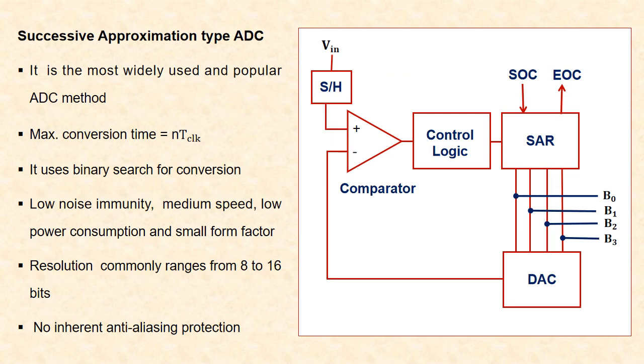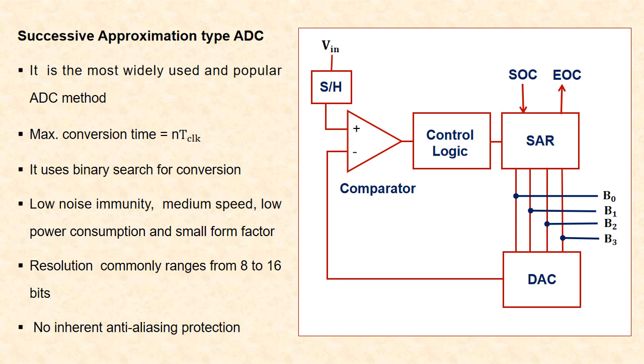Next, successive approximation type ADC. It is the most widely used and popular ADC method. This ADC converts an analog signal into digital one by using a binary search through all possible quantization levels before finally converging upon a digital output for each conversion. It consists of sample and hold circuit, comparator, control logic, successive approximation register SAR, digital to analog converter.